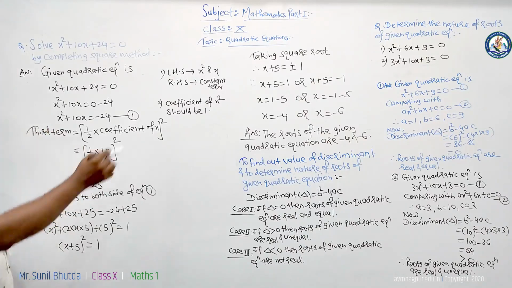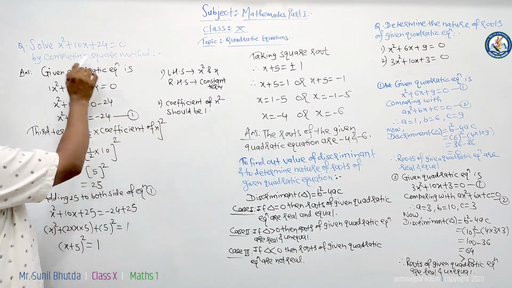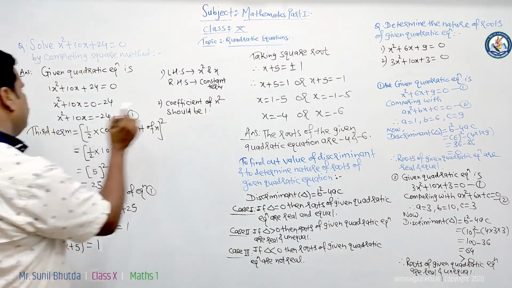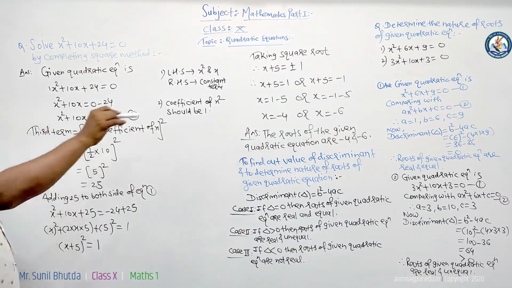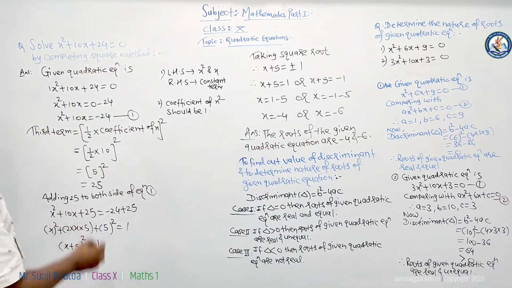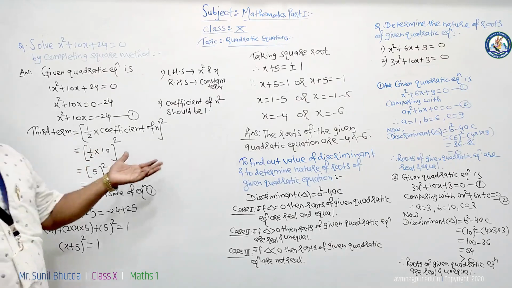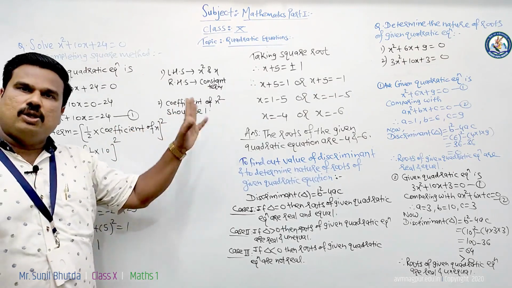Now, I will see the coefficient of x square. In completing square method, the coefficient of x square should be 1. Here the coefficient is already 1. Therefore, there is no need to divide the given equation by any number. So, I will find out the third term by using the formula half into coefficient of x, the whole square.